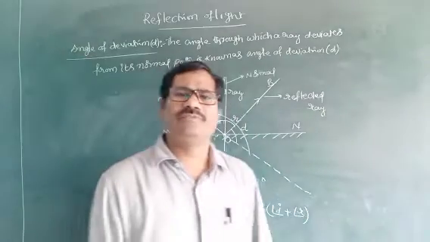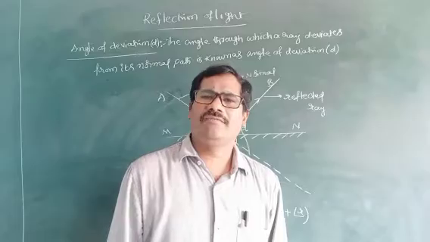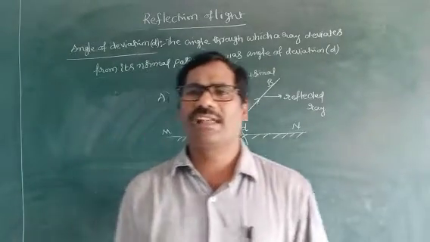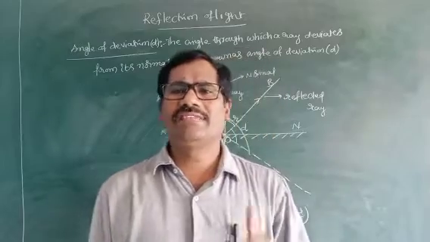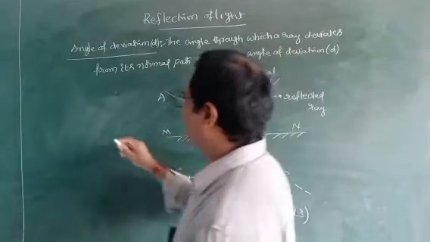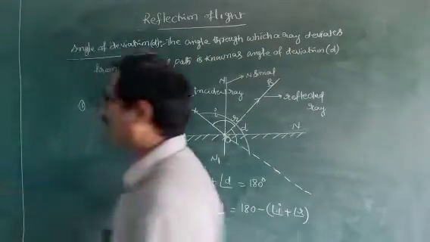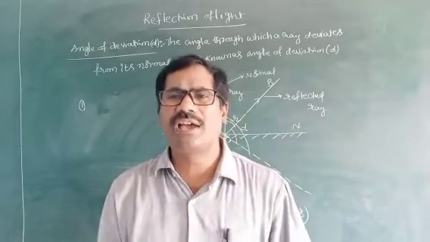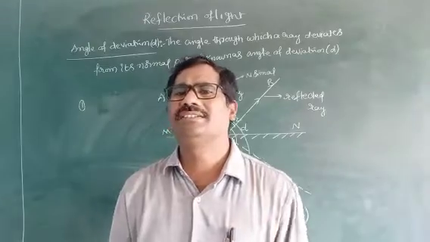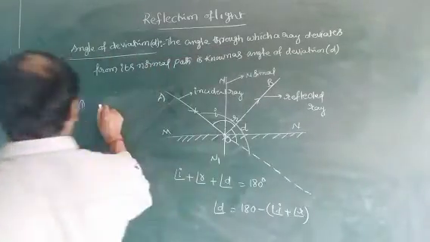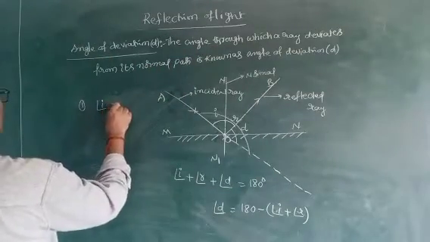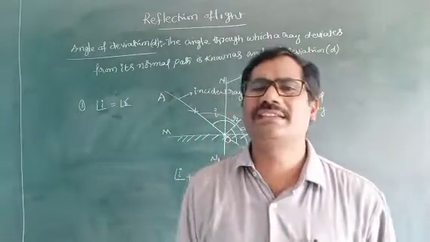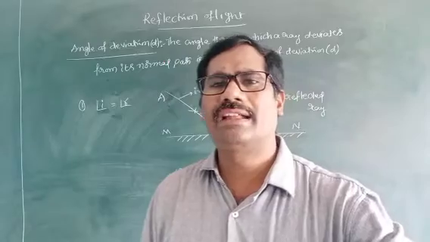In case of reflection, the first law of reflection indicates that the angle of incidence is equal to the angle of reflection. That is, angle I is equal to angle R.